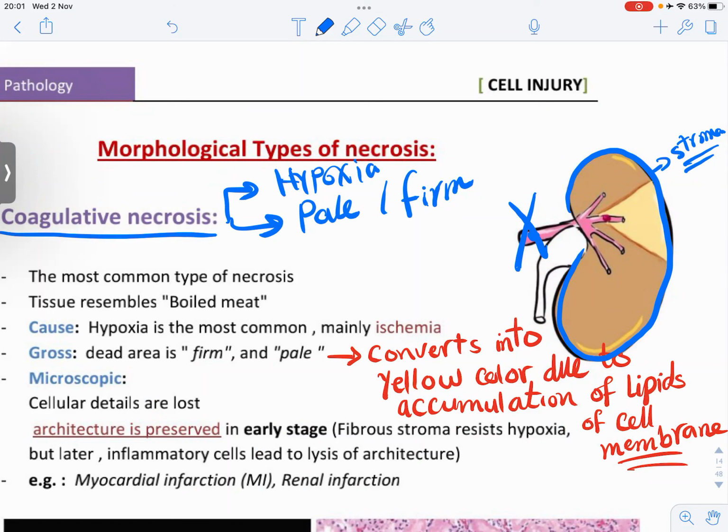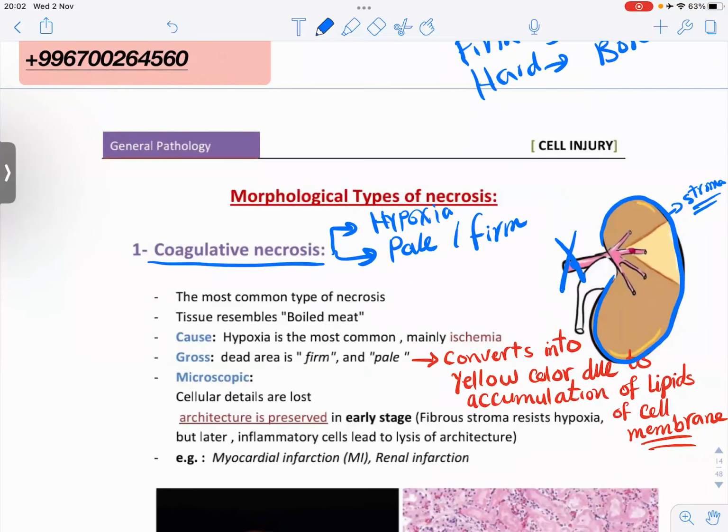For example, when you take the kidney and put it under the microscope, you will see that the cells are destroyed, but the outer frame is normal. Why? Because the stroma, the fibrous tissue surrounding the cell, can resist hypoxia for a longer time. So it's an important MCQ.